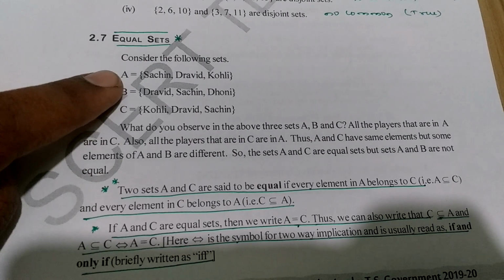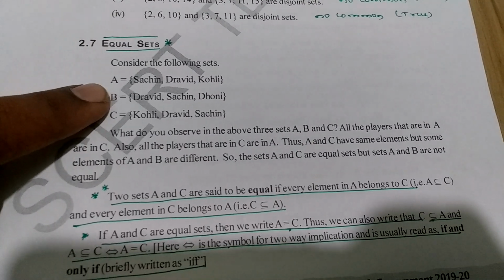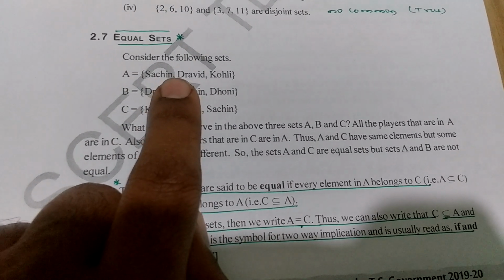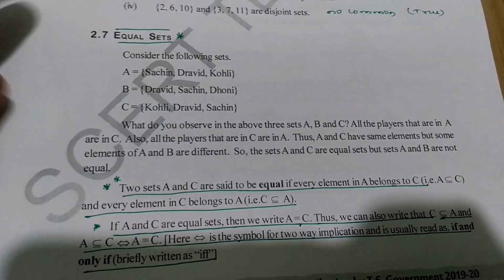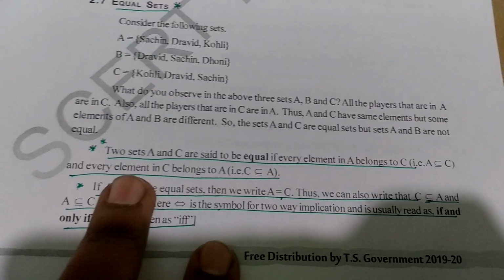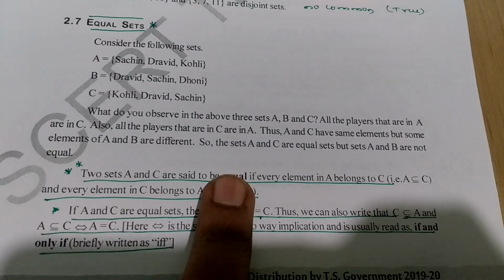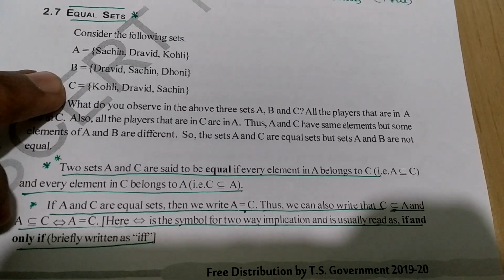Whereas if you compare sets A and B, those two are not equal sets, because the elements in set A and the elements in set B are not equal. Okay guys, understood? So here is a definition given. Two sets A and C are said to be equal. In this scenario, set A and set C are equal.